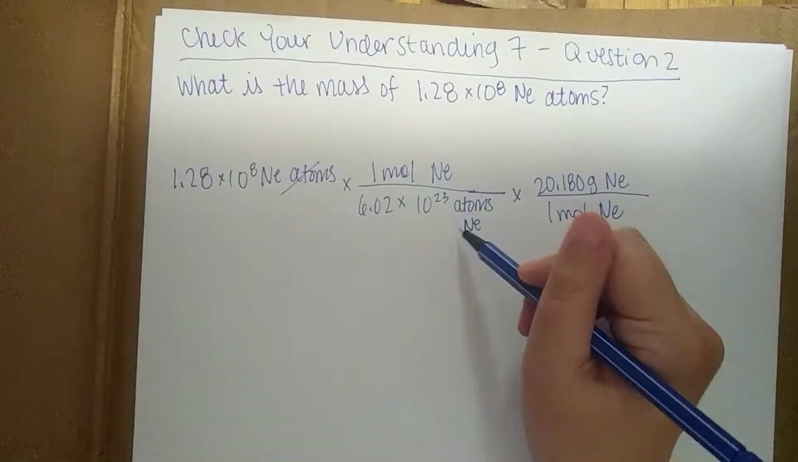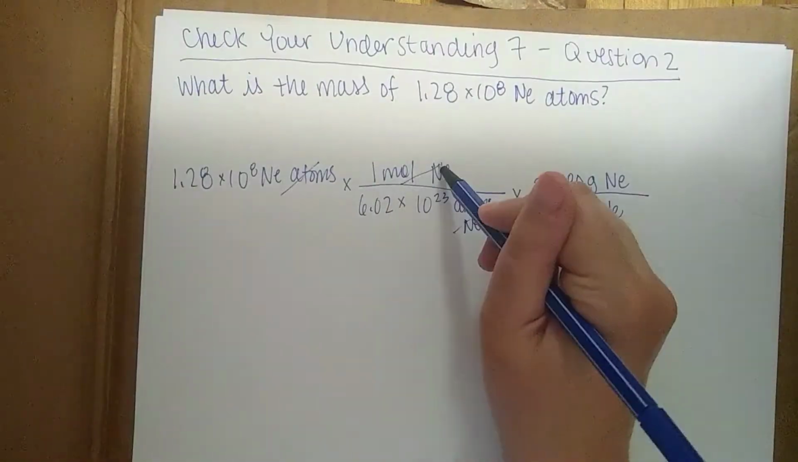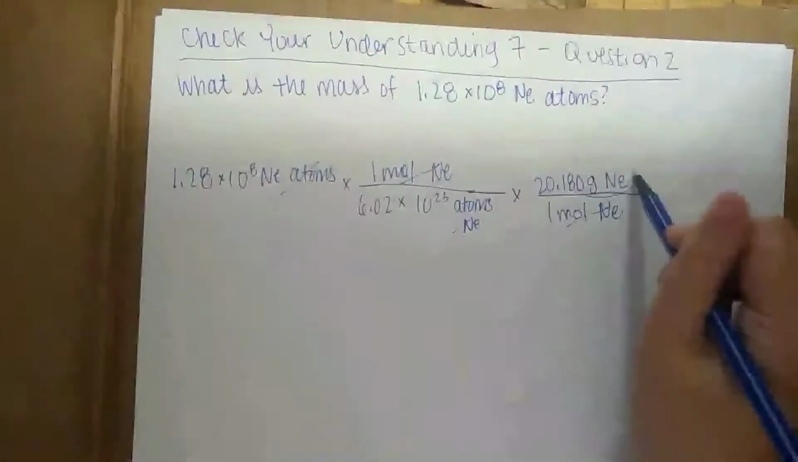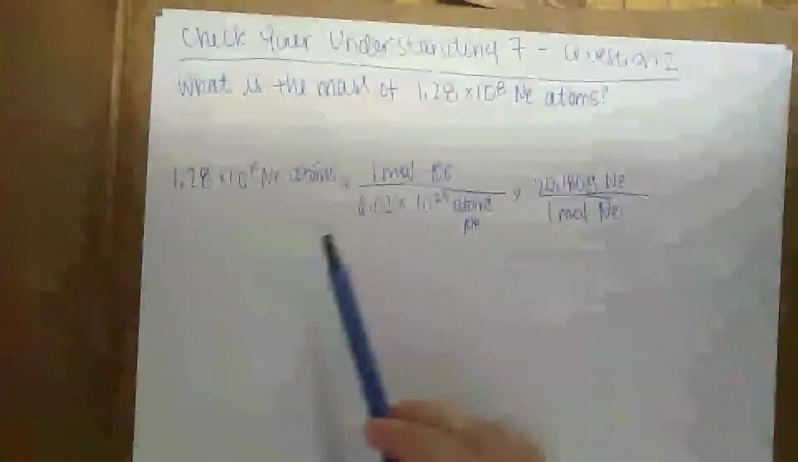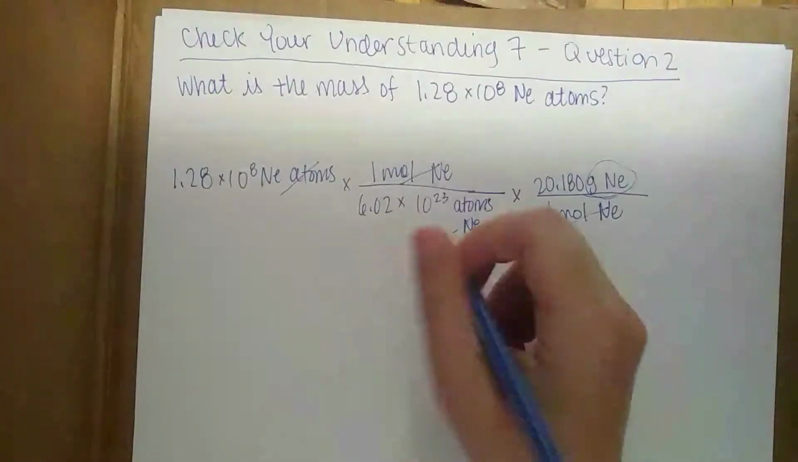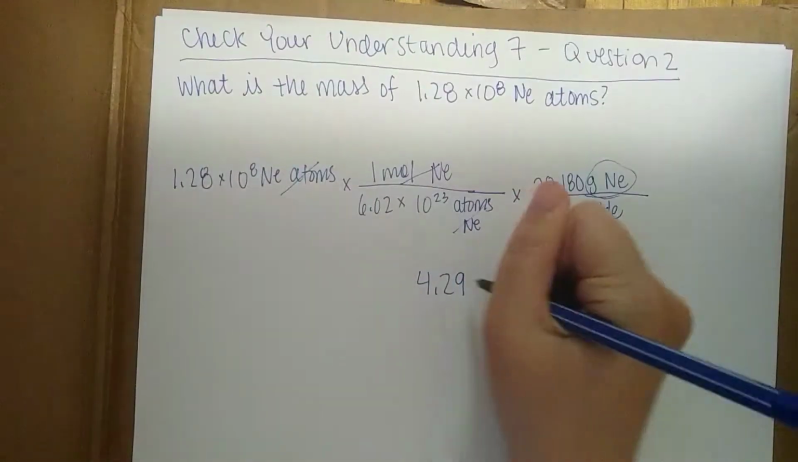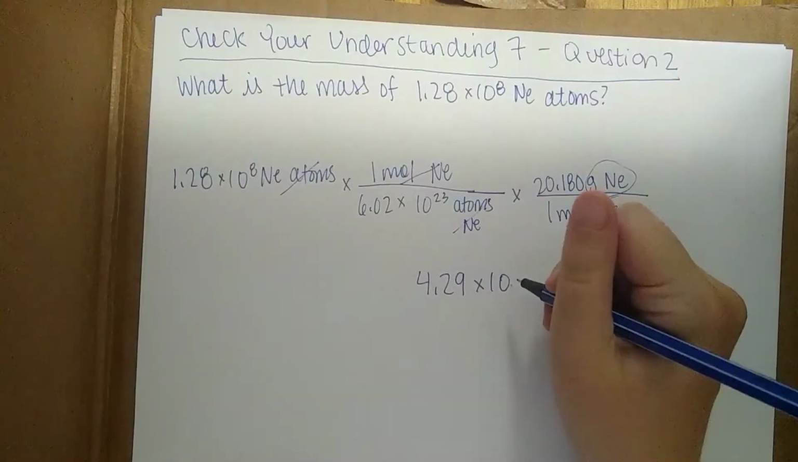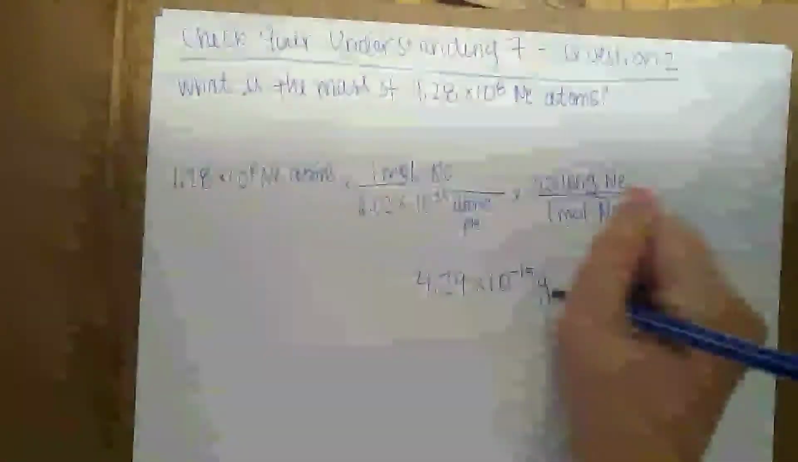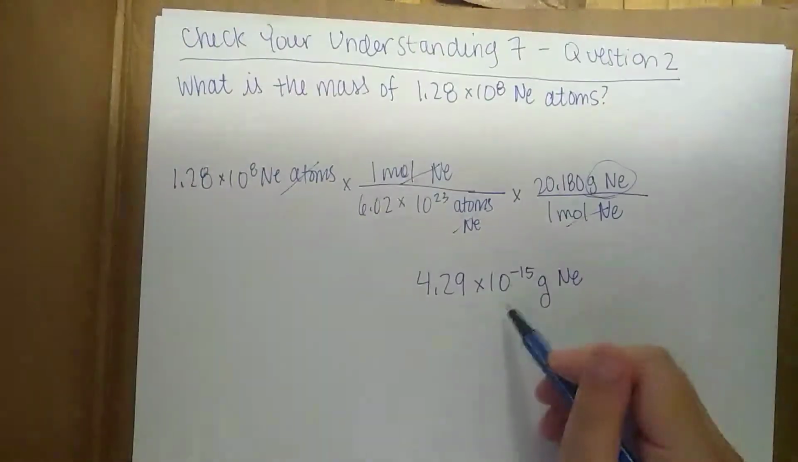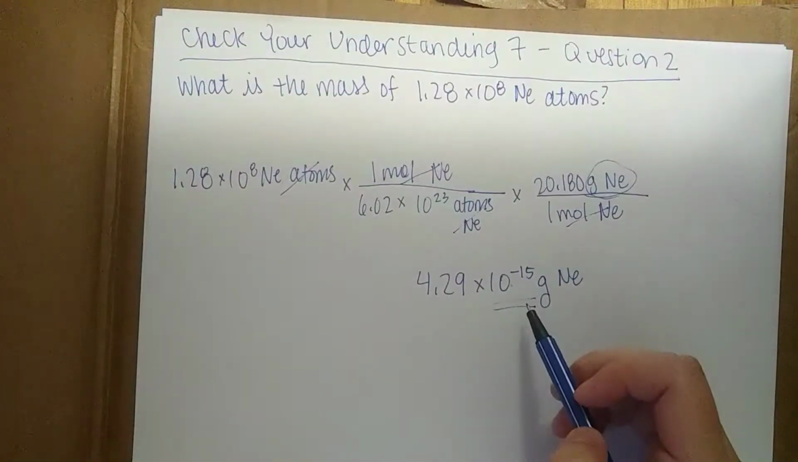So let's check out our units. We can see we have number of atoms canceling, then we have moles of neon canceling, and we're left with grams, which is the quantity that we're interested in. So this is basically how you set this up. If you type this into a calculator, what you're going to get is 4.29 times 10 to the minus 15 grams of neon. You can see it's a really teeny tiny number.